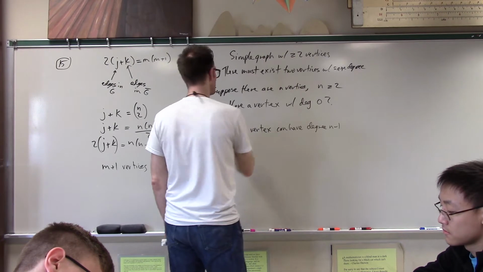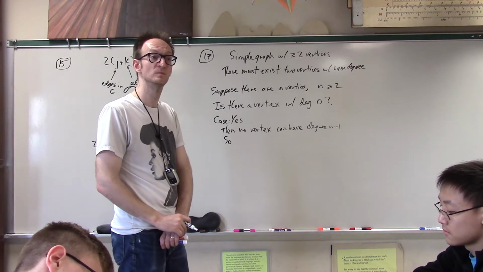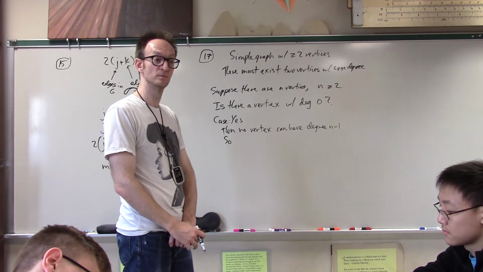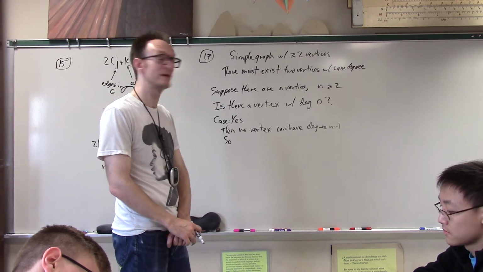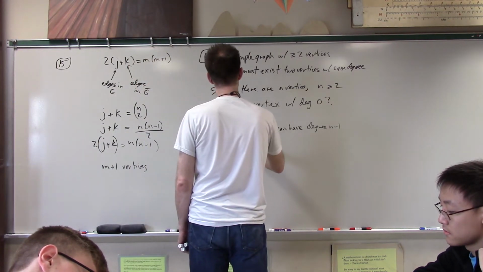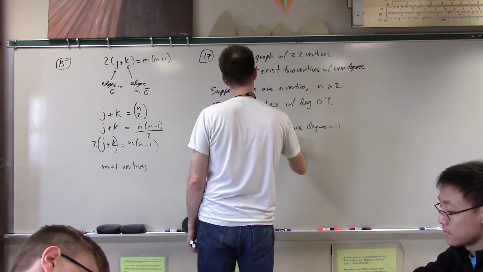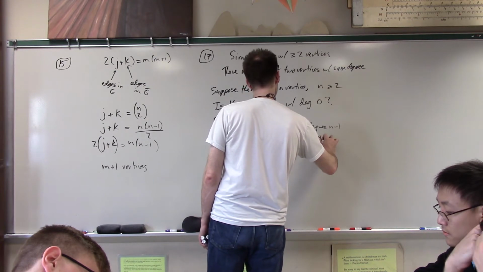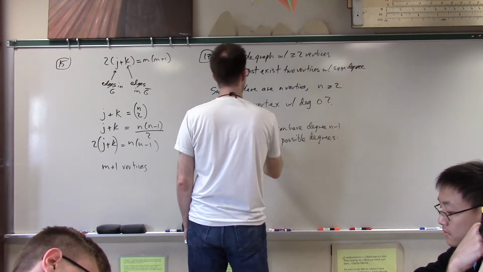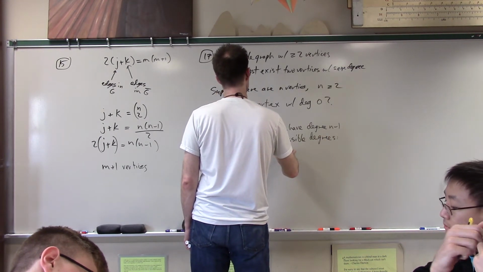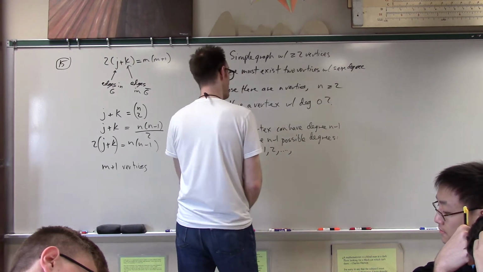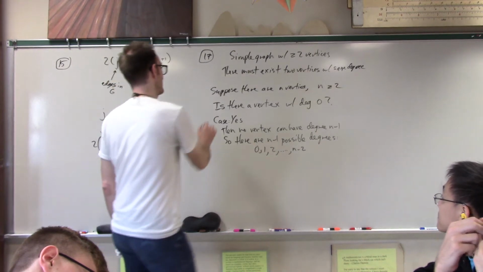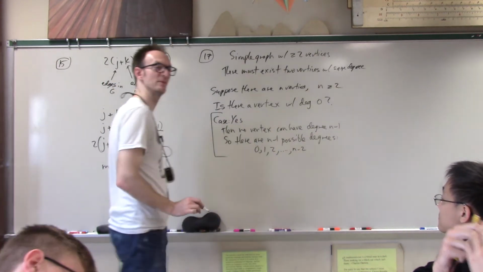So, how many possible degrees are there? How many possible degrees? N minus 1. So, there are n minus 1 possible degrees. Those degrees being 0, 1, 2, all the way up to n minus 2. Who's with me? Yeah. This is not maybe the most elegant way of writing this, but maybe it's not so bad.